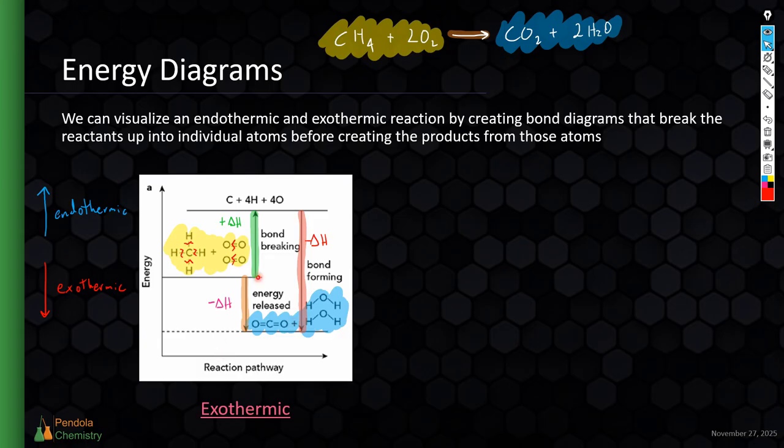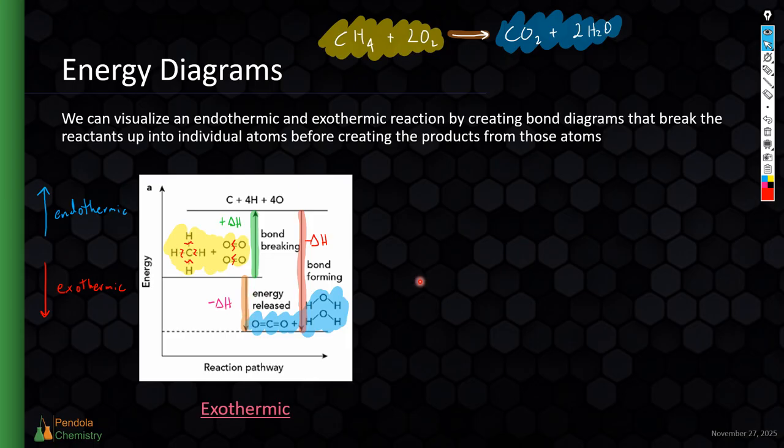So if we look at it here, this is an exothermic reaction. How do we know that? Well, the vertical bond breaking endothermic process is smaller, literally smaller, than the exothermic bond formation. So because of this, the energy needed to break the bonds being smaller than the energy released by the bond formation, in total, we have an exothermic reaction because more energy is released than the energy that is absorbed. And so in total, the reaction releases energy.